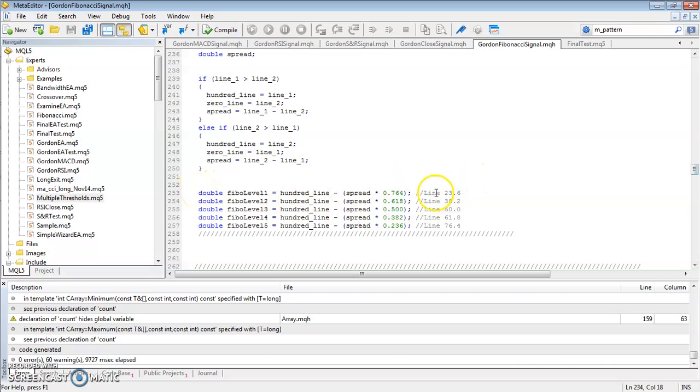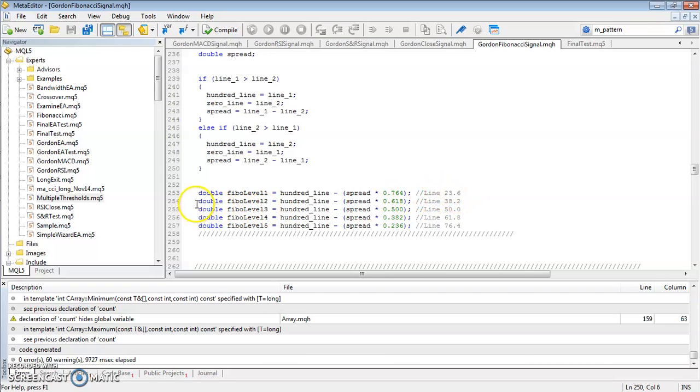So for example, we have the line to calculate the value of line 23.6, the Fibonacci percentage 23.6. It would be the 100 line value, whether it's this one or this one, minus the spread, whether it's this one or this one, times 0.764. That's how we get 23.6.